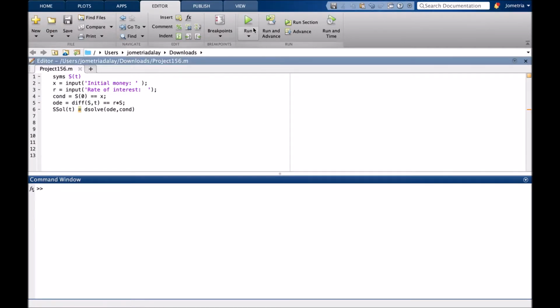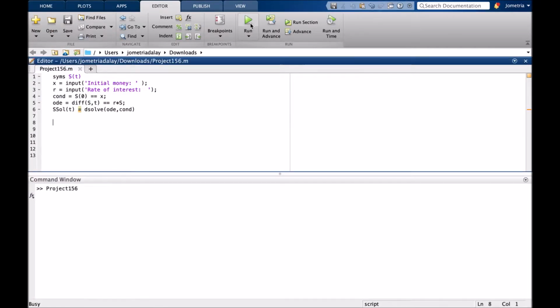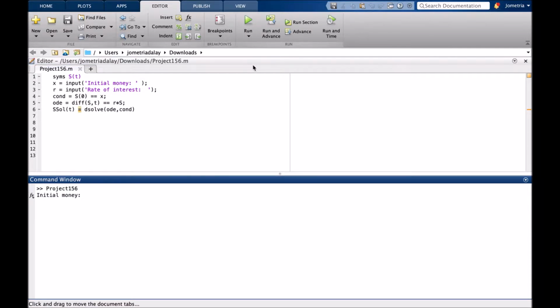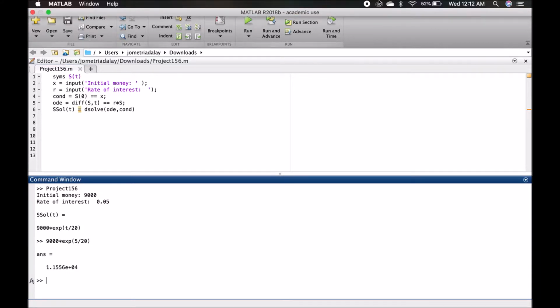For the MATLAB solution of this linear equation, the user will be asked to input the initial money placed in the account as well as the rate of interest. Now, after pressing enter, the solution will be shown as follows. For this solution, we will be using $9,000 as the initial money placed in the account as well as the 5% interest compound. Now, as you can see, the MATLAB solution and the manual solution are quite similar now.